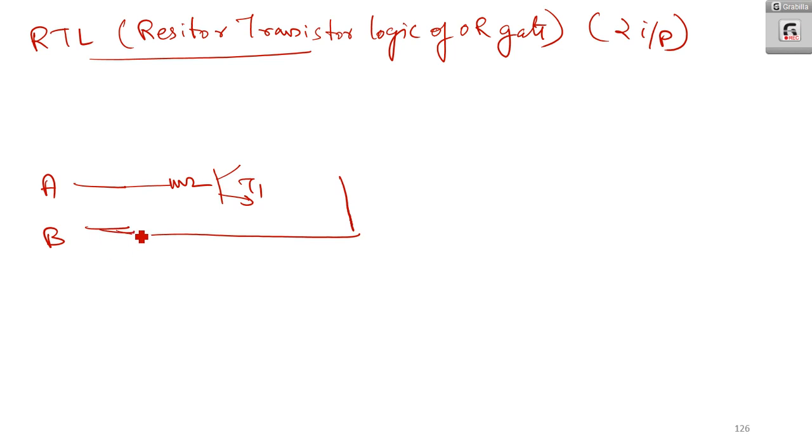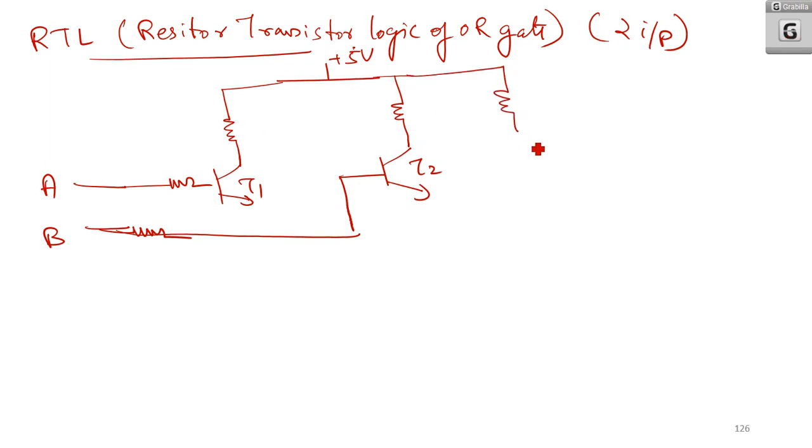This is the resistor here. This is given to T2. Now here I have a supply of plus 5 volt. Then another resistor R, I am connecting it to T3.